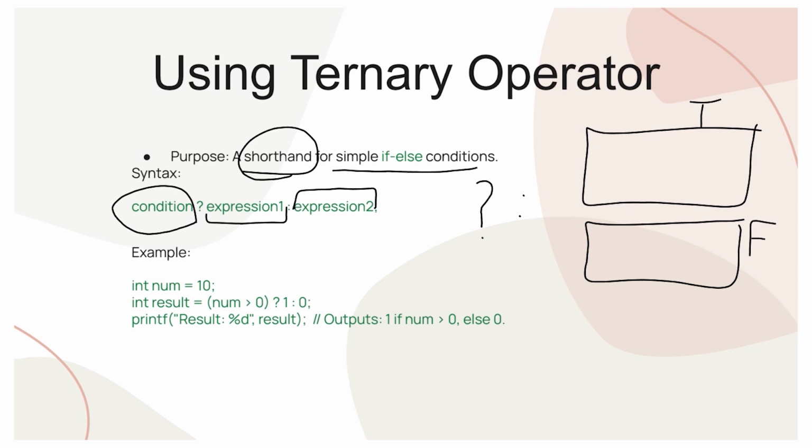Int num equals 10, int result equals num greater than 0. So this is the condition that is getting tested here. Return 1 if it is greater than 0 and return 0 if it is less than 0. So in our situation, as the value of num is 10, it is going to return 1 to the result variable. Whatever value is given to result, I am printing it, say result colon %d. So I will get the output result colon 1.